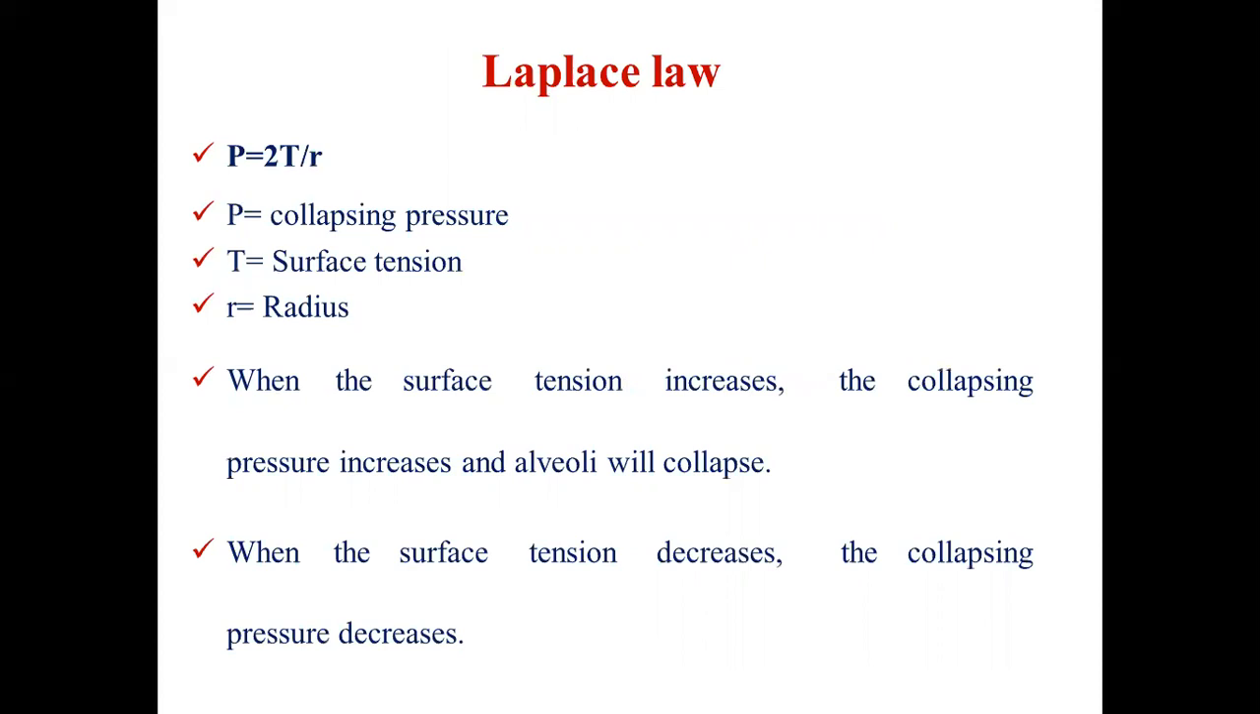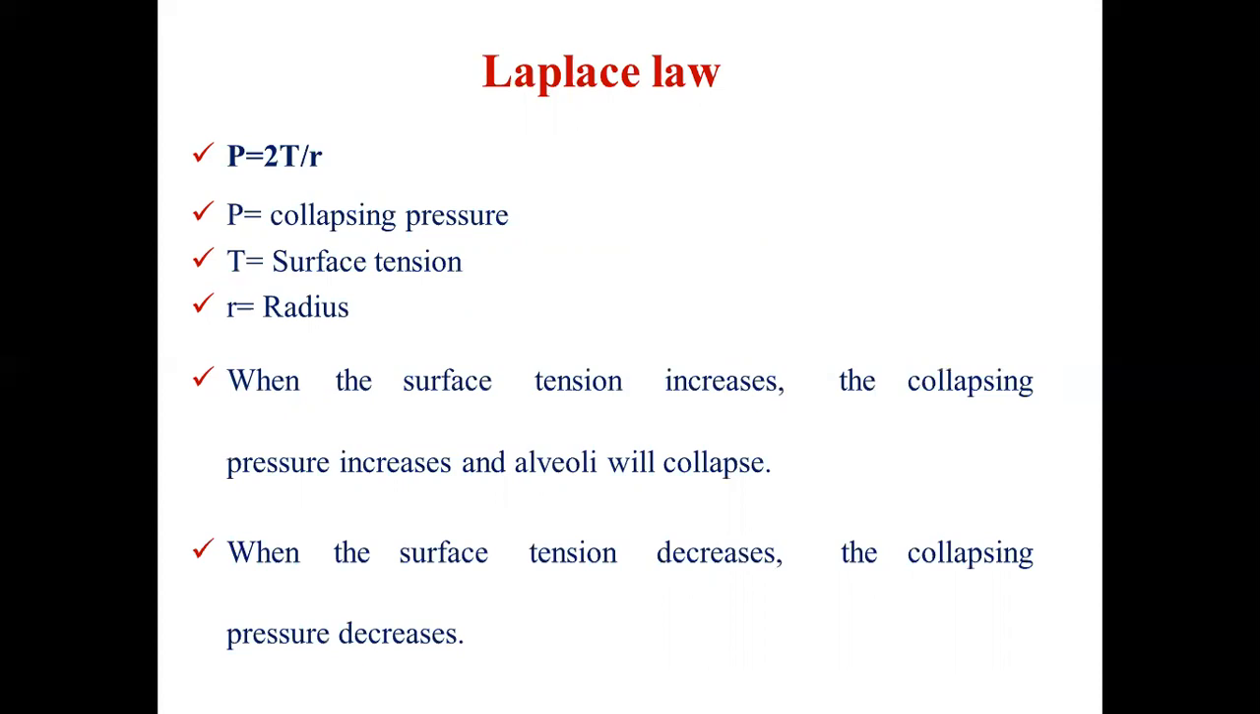Now, the alveoli are circular structures connected like tubes to the bronchioles, and they follow Laplace's law. For these circular structures, Laplace's law states that the collapsing pressure is directly proportional to twice the surface tension and inversely proportional to the radius. So the collapsing pressure is directly proportional to surface tension. When the surface tension increases, the pressure increases and more alveoli are going to collapse.